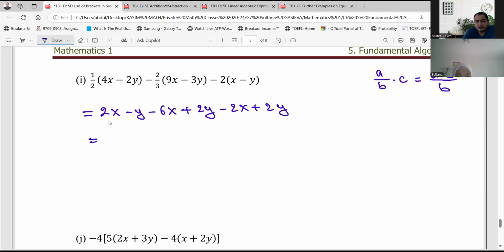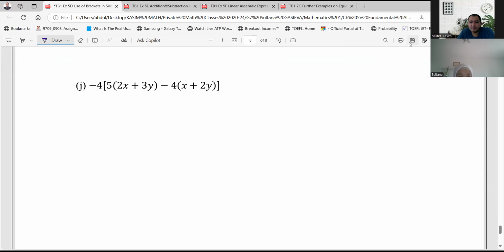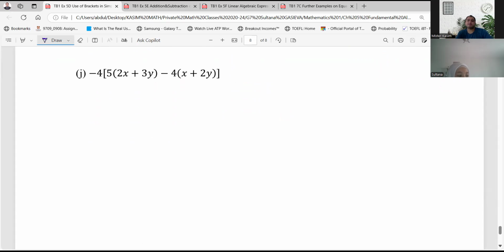And the second step is 2x minus 2x is gone. So here we have negative 2x. 2y plus y is 4y. 4y minus y is just 3y. So that is 3y. Okay, very good. Now the last question, Sultana. Last question for this part, okay? Write and do it. You have 2 minutes.